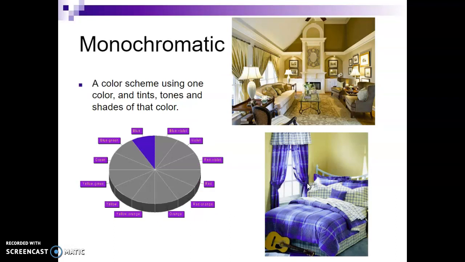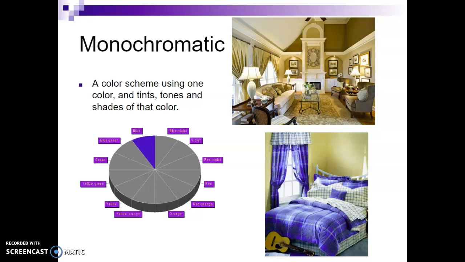So the first color scheme is monochromatic. Mono meaning one, and chromatic, chroma, color. So one color. So it is a color scheme using one color and tints, tones, and shades of that color. So on your color wheel, you can also color maybe, for example, blue or red. Just pick one color, color that in on that slice.